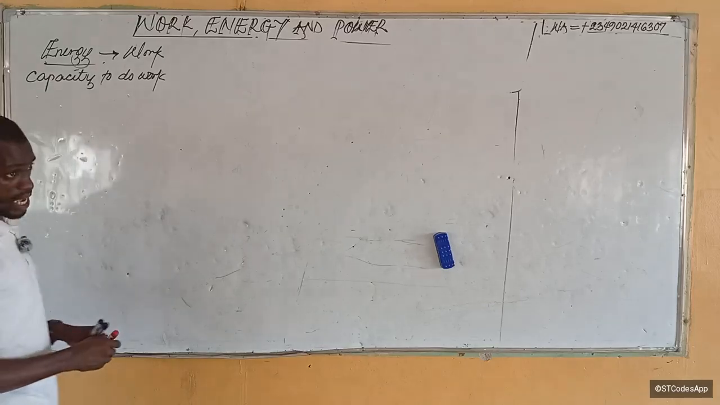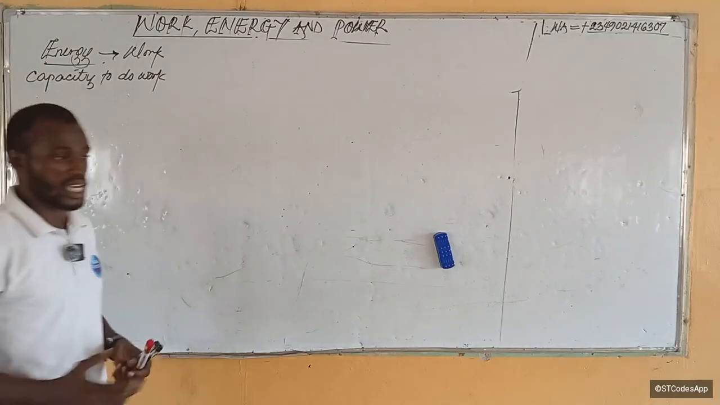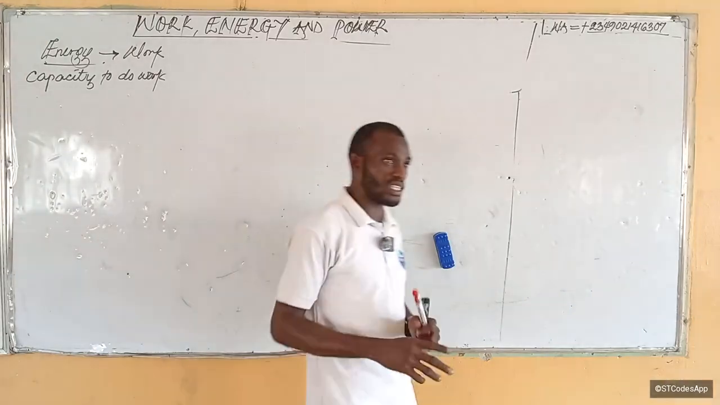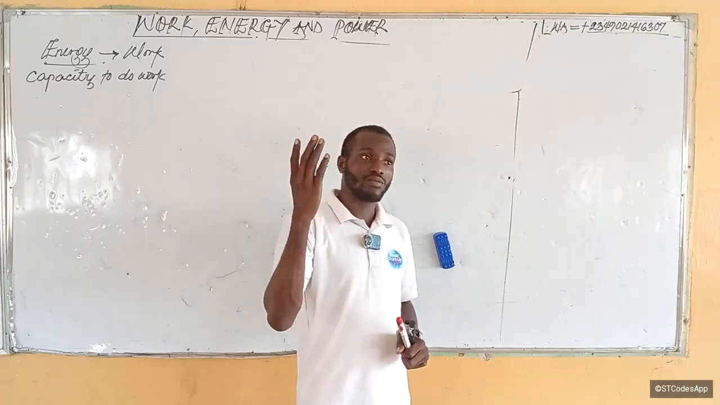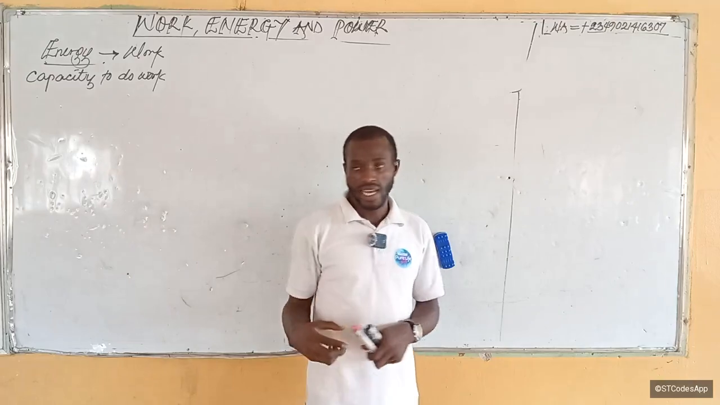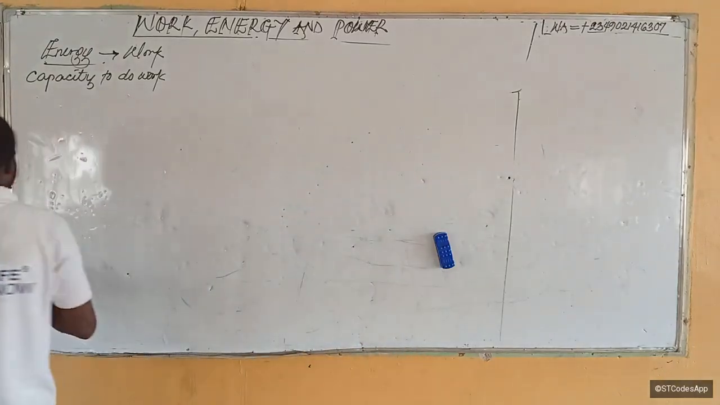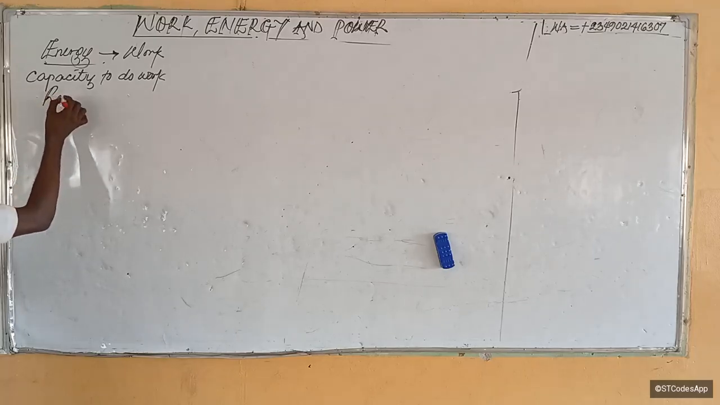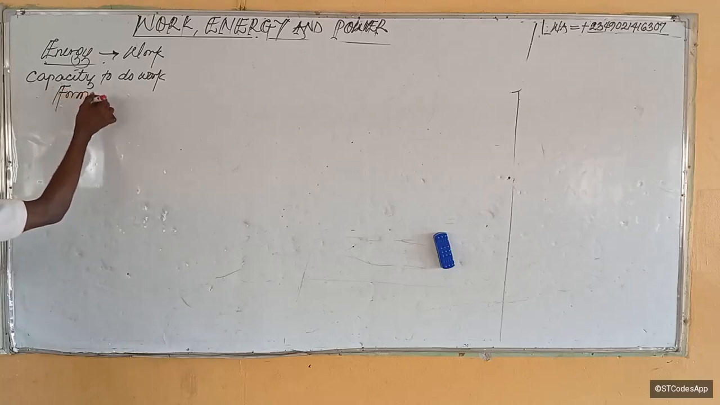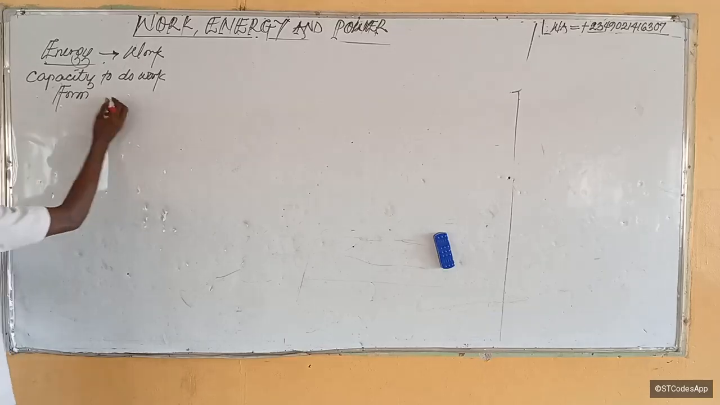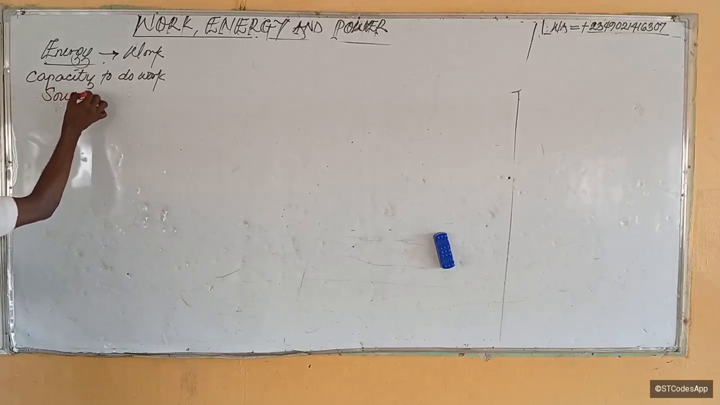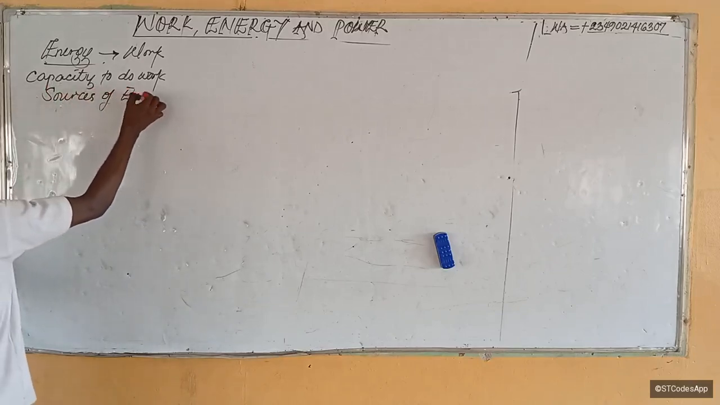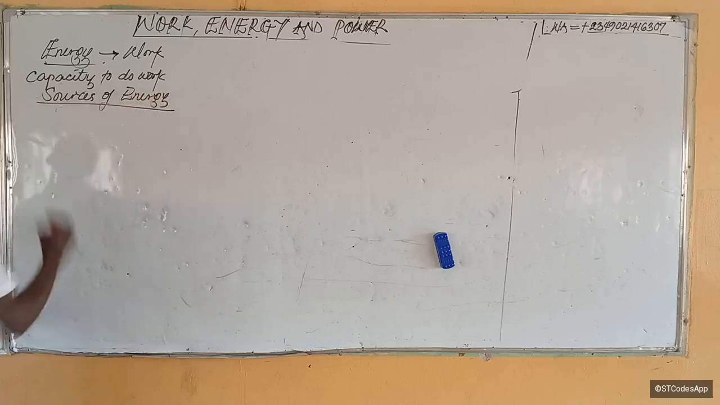All right, so energy appears in different forms. First, we classify energy into two types. There are forms of energy that are renewable. Classification of energy, we have the sources of energy. Let's start. Sources of energy. Not types, please. What are the sources of energy?